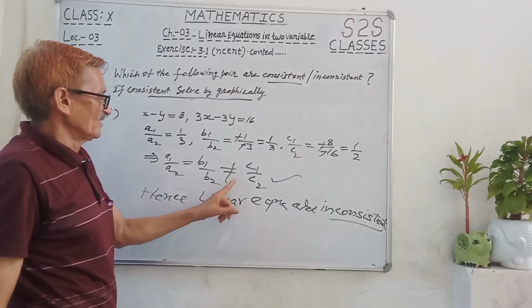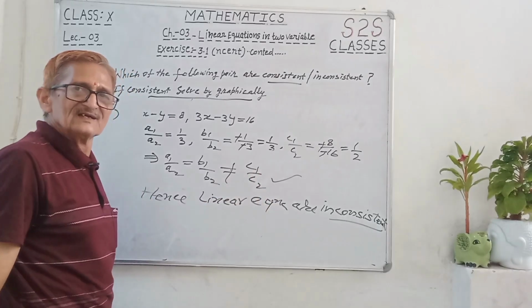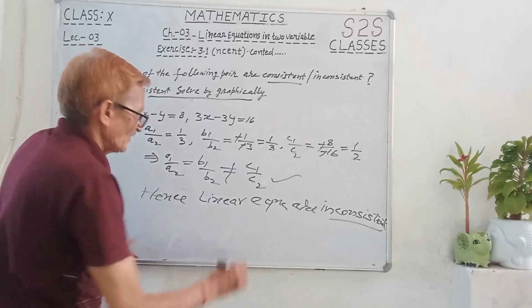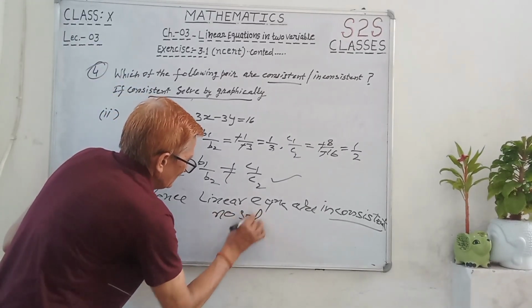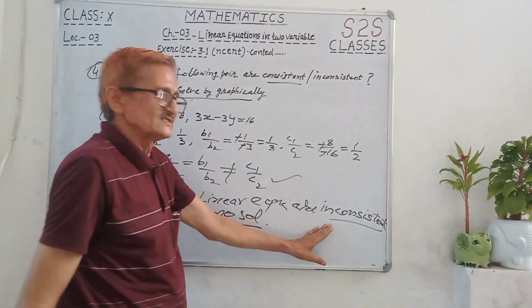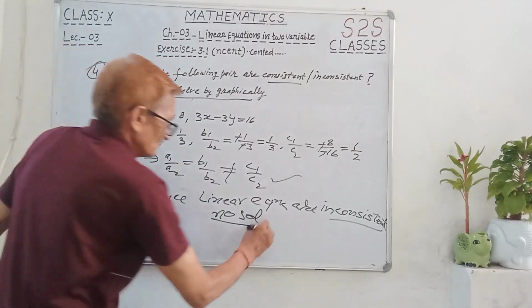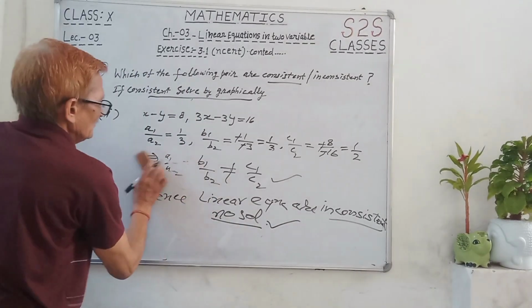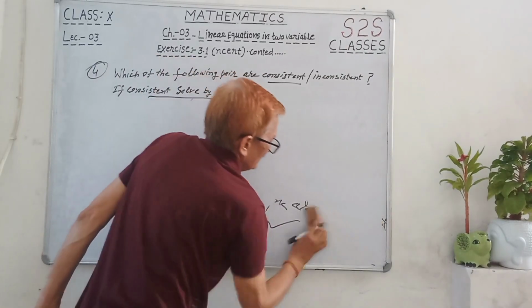And if a1 upon a2 and b1 upon b2 are equal but c1 upon c2 is not equal, then the lines are parallel, so there is no solution. Here they are not asking to draw the graph and find the solution, so here there is no solution. Done. Similarly, you can do the other parts of question number 4 by comparing.